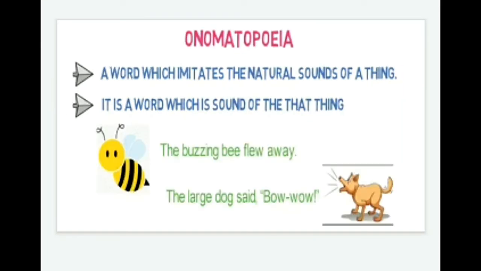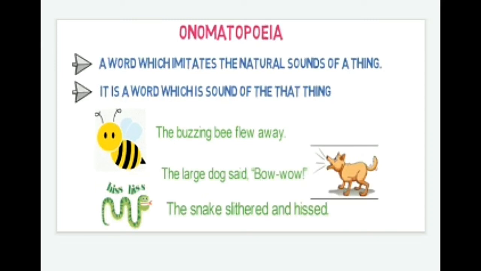Here: the buzzing bee flew away. Here the bee is buzzing, so the sound is buzz. And then the next: the large dog said bow bow. The natural sound of a thing, a word with the sound of that thing, is also onomatopoeia. And then: the snake slithered and hissed. The snake is also giving some kind of sound.